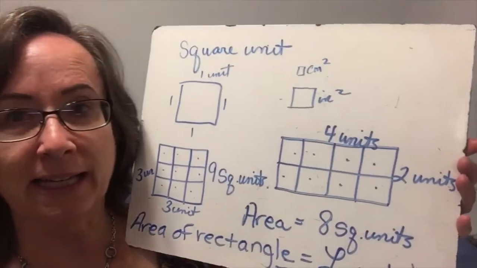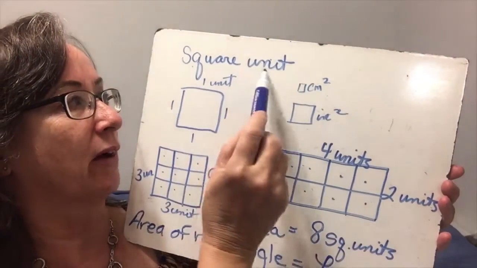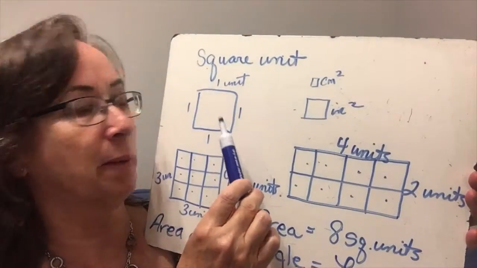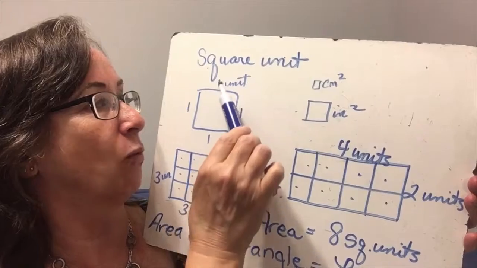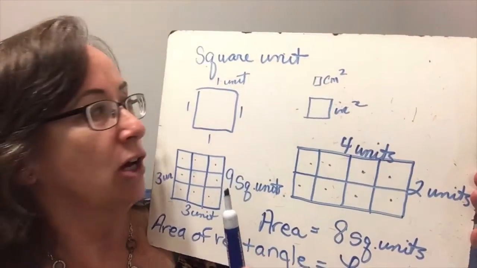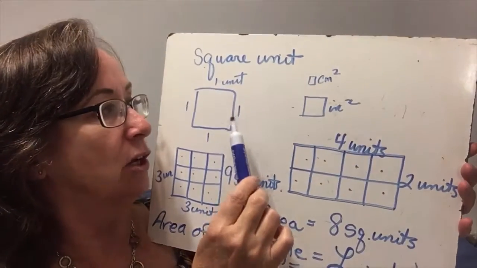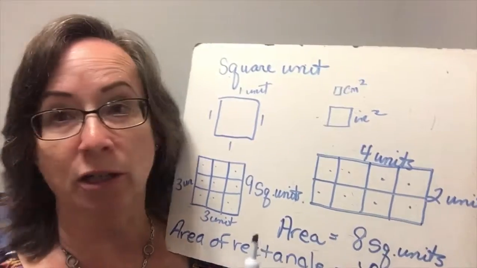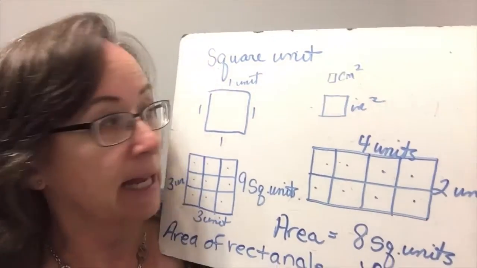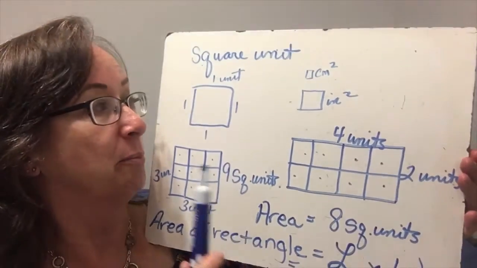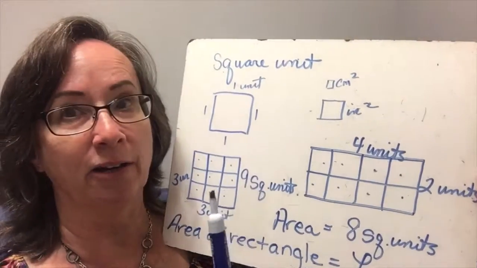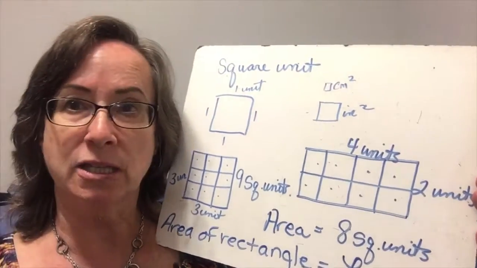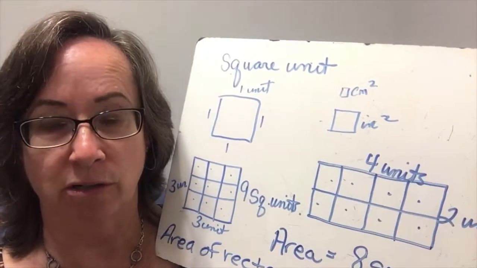Okay, so here we're talking about what is a square unit. A square unit is a square that is 1 unit on each side. So the square unit could be square centimeters, or square inches, or square feet, or even square miles, depending on what the units are. But the square unit is always square, and it always has one of the units on each side. So we use the square unit to help us to measure area.